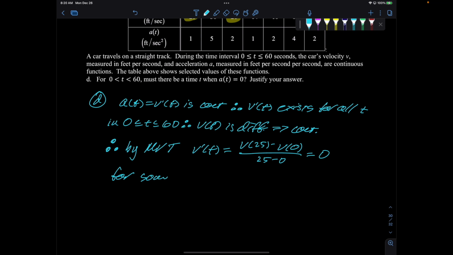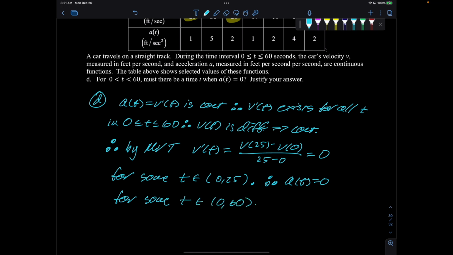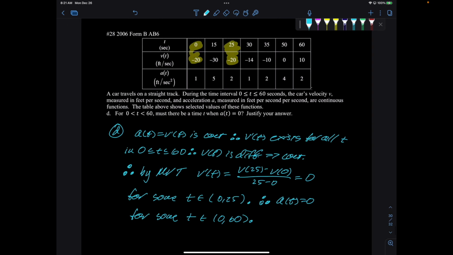for some t that's an element of 0 to 25, which therefore is between 0 and 60 also, but I'm not going to overdo that. Actually, maybe I will. Therefore, a of t equals 0 for some t between 0 and 60. So I will overdo it. There we go. I'm always going for 100% on the exam, not just a 5, so my explanations sometimes go a little over the top. This is another application of the mean value theorem.